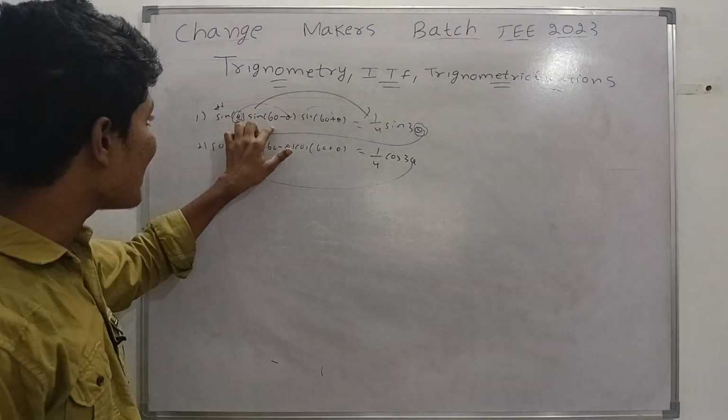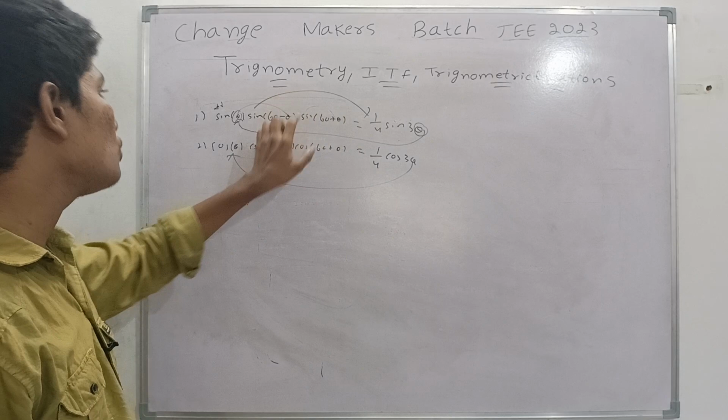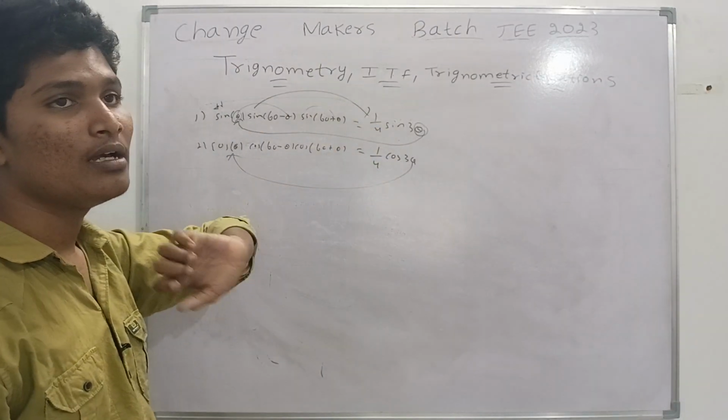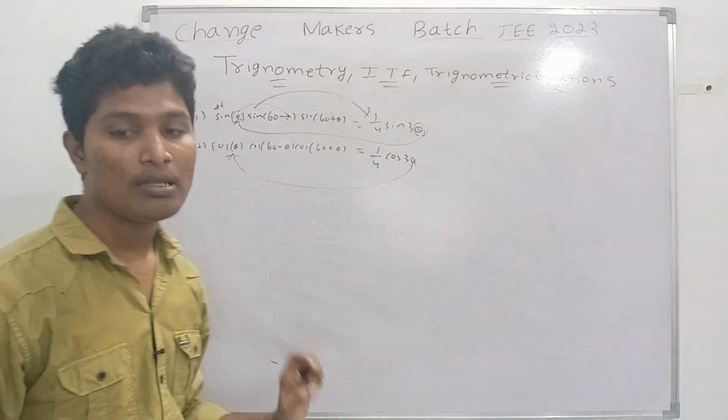If you keep the sin theta series, the cos formula, you will get the wrong answer. So it is very important to check what values you are keeping, whether it is theta or you are keeping 60 minus theta. Please check.